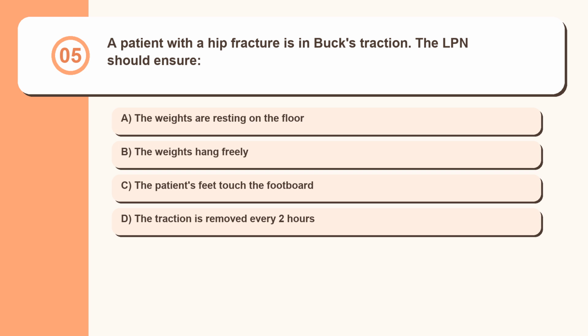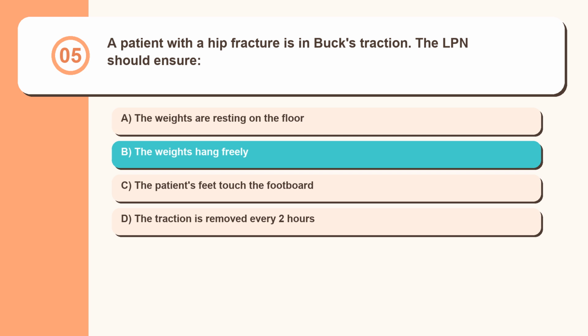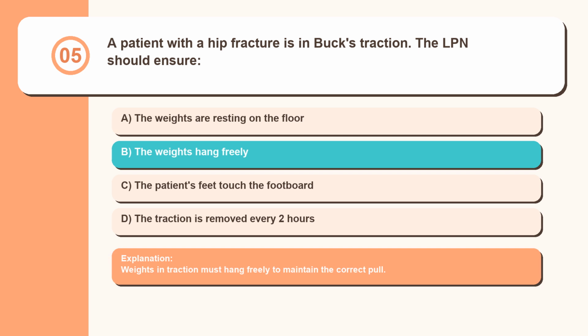Question 5. A patient with a hip fracture is in Buck's traction. The LPN should ensure the weights are resting on the floor, the weights hang freely, the patient's feet touch the footboard, the traction is removed every 2 hours. Weights in traction must hang freely to maintain the correct pull.